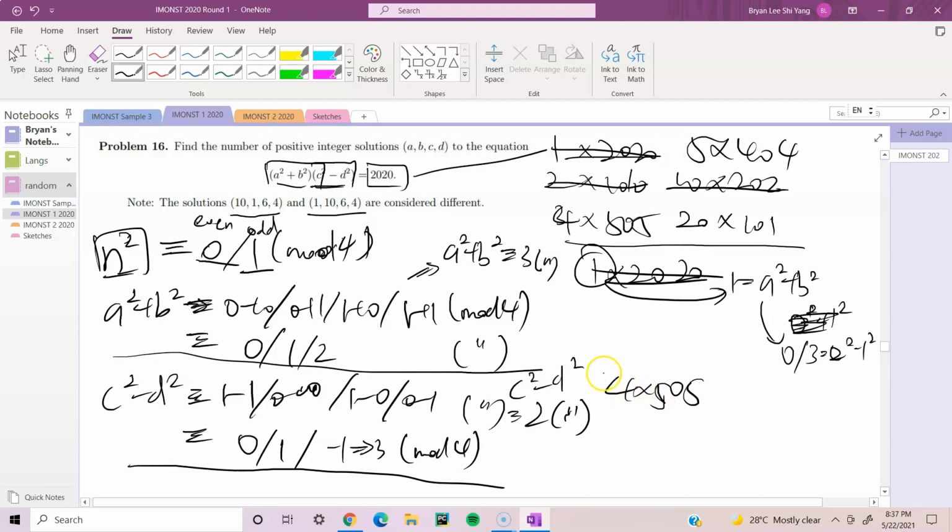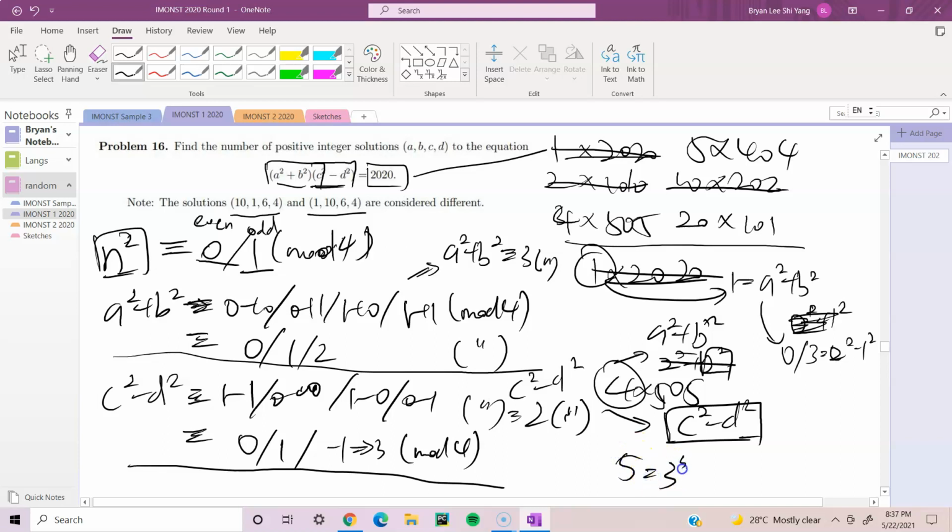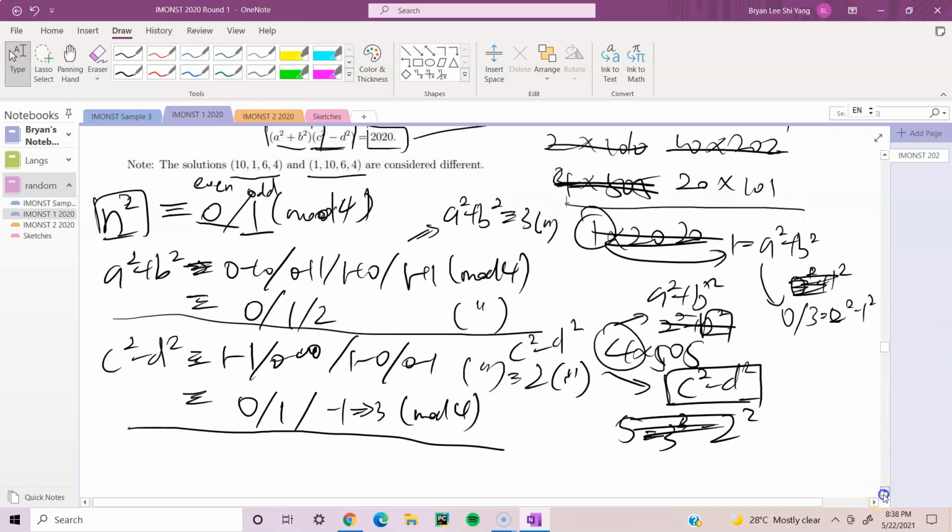Now, for 4 times 505, let's just look at 4 itself. Can 4 be a sum of a squared plus b squared? Well, possibly, but it's only 2 squared plus 0 squared. And again, 0 is not a positive integer, so we can only see 4 as some c squared minus d squared. Now, can 4 be a result of some c squared minus d squared? After some trial and error, we will find that it is not possible, because the nearest is 5, which is 3 squared minus 2 squared. So 4 times 505 is also eliminated. So the only possibilities for us now are 5 times 404 and 20 times 101.